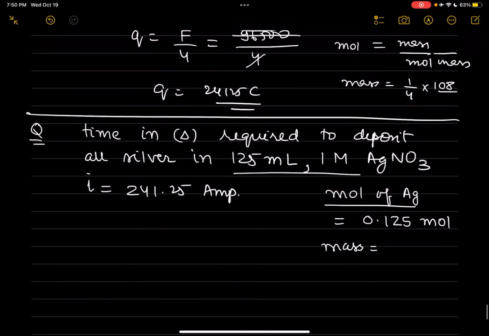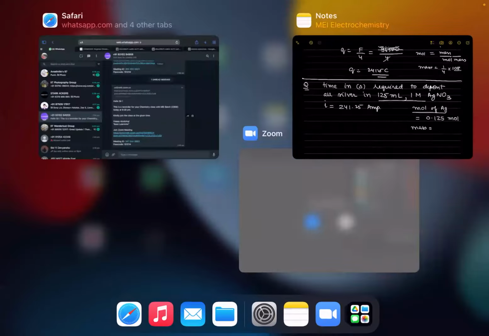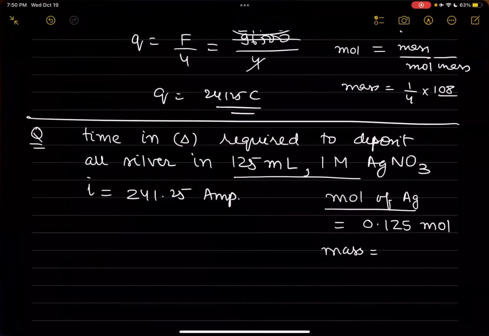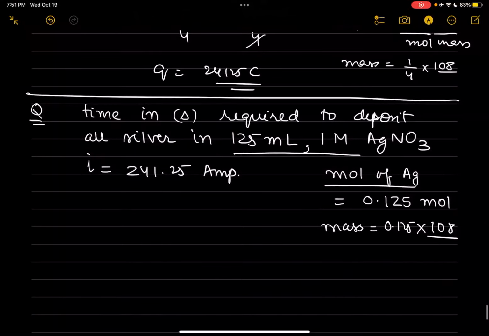How are you going to find the mass? Mass equal to moles into molar mass, right? Always remember, mole equals given mass by molar mass, so mass equals number of moles into molar mass. So it is 0.125 into 108. 108 will be given to you. Okay, so this is the mass of the silver.